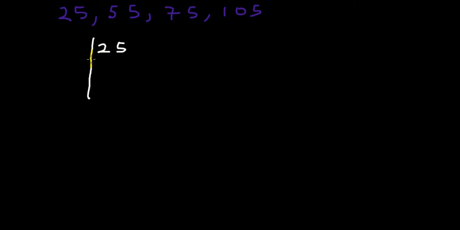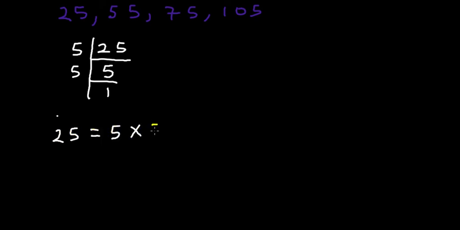Okay, remember, with prime number 2 there will be a remainder, so we go straight to 5. 5 in 25 you get 5. Then 5 in 5 you have 1. So the prime factorization for 25 is 5 times 5.